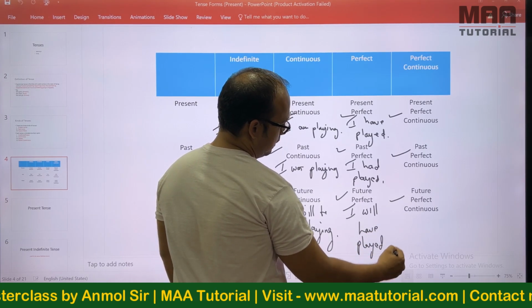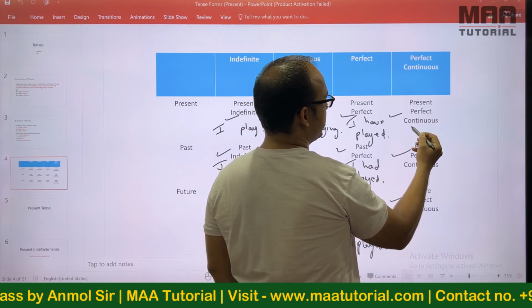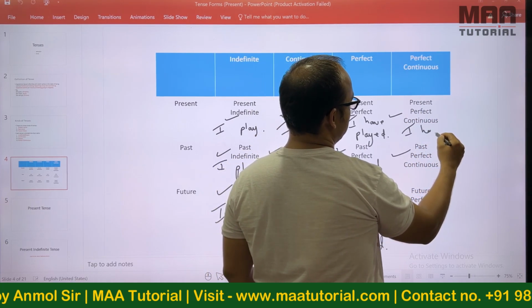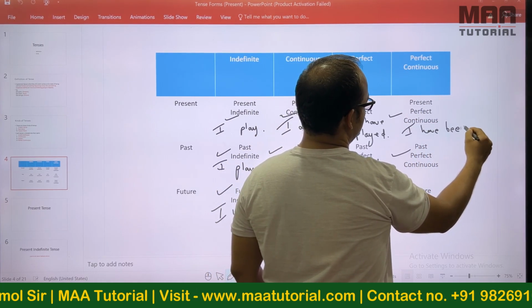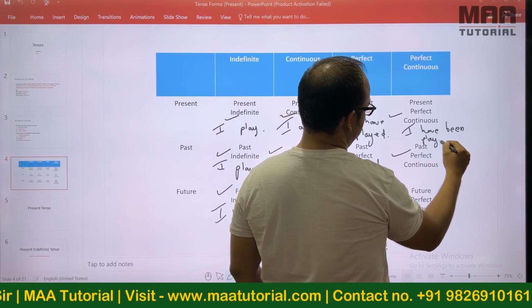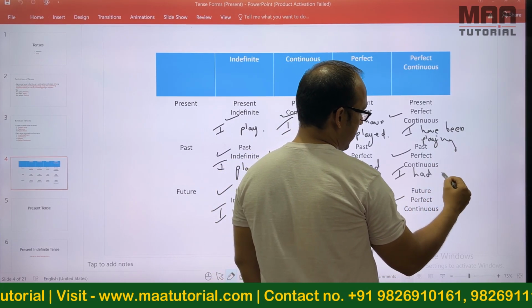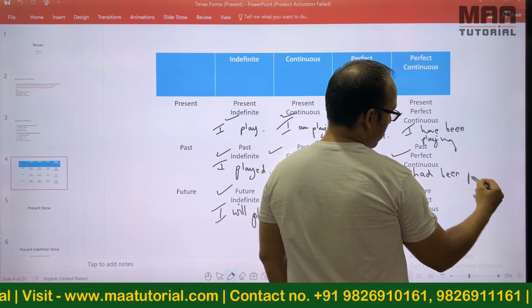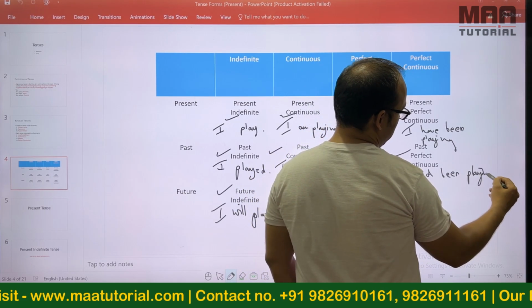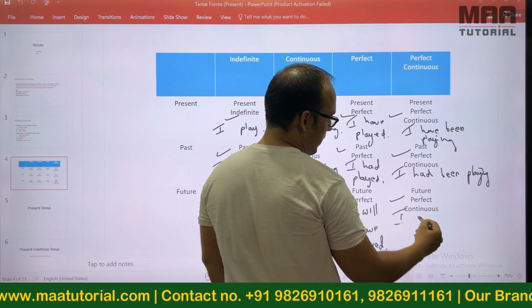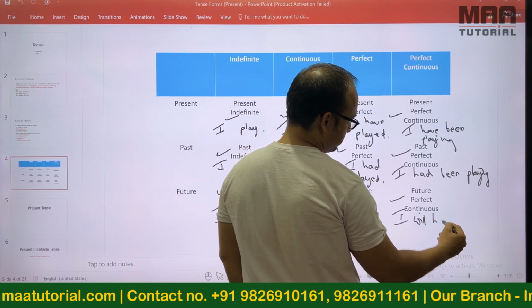Present perfect continuous, I have been playing. Past perfect continuous, I had been playing. Future perfect continuous, I will have been playing.